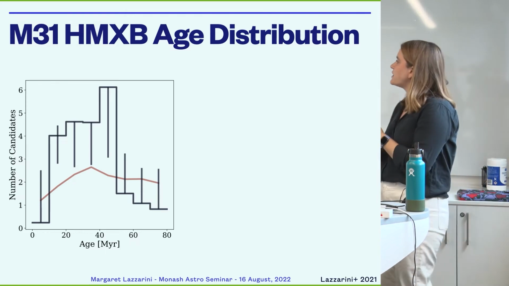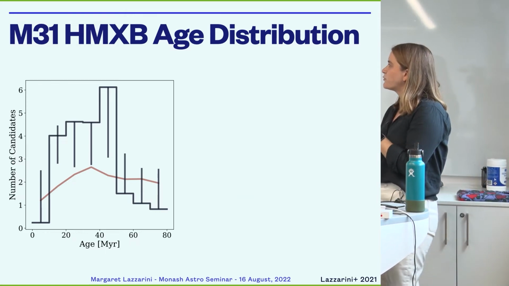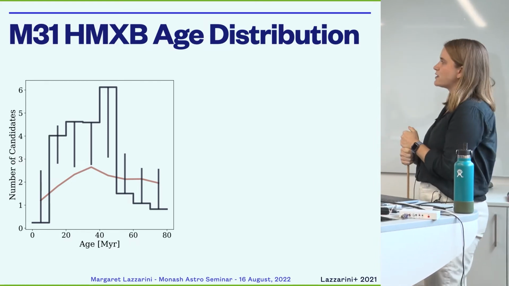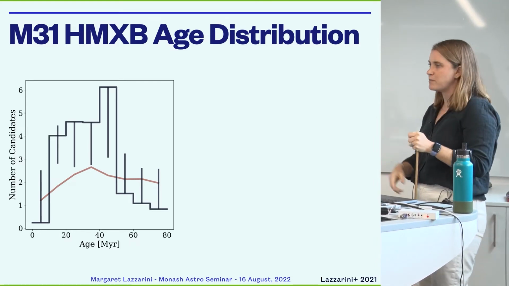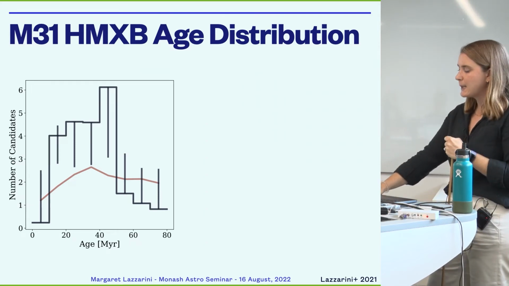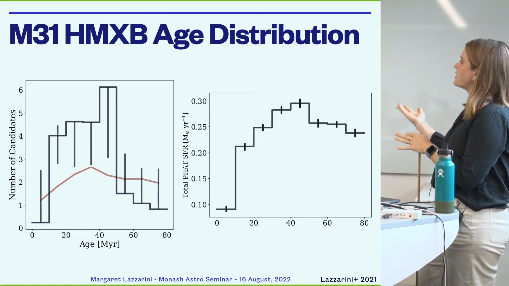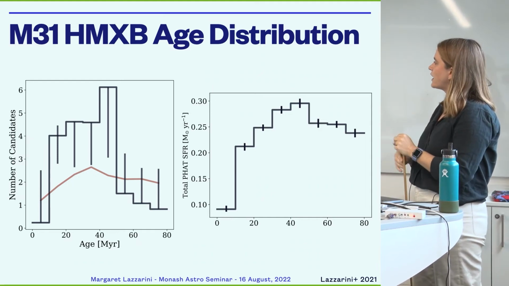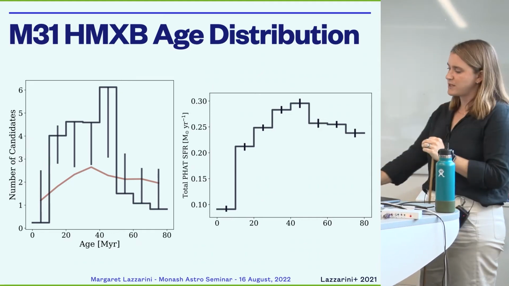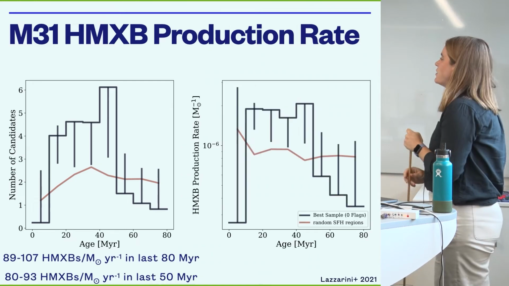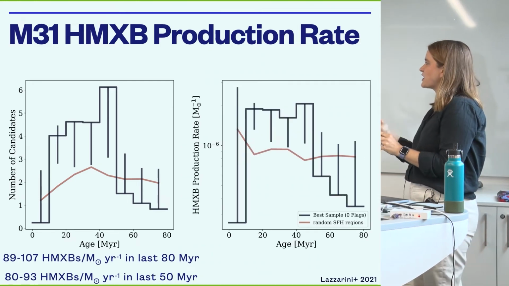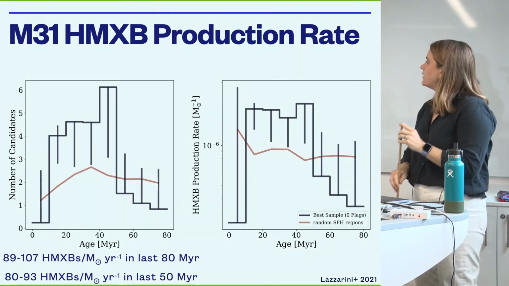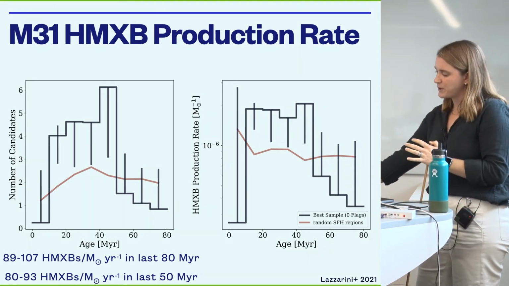So in M31, we see this broad peak between 40 and 50 million years. We know that 40 to 50 million year peak is roughly what we expect for the BE X-ray binary population. We then combine that with the total star formation rate in that whole area of the galaxy that we're observing over the same time span, to get how many HMXBs we expect to have been formed per solar mass over time. Those are the plots for M31.